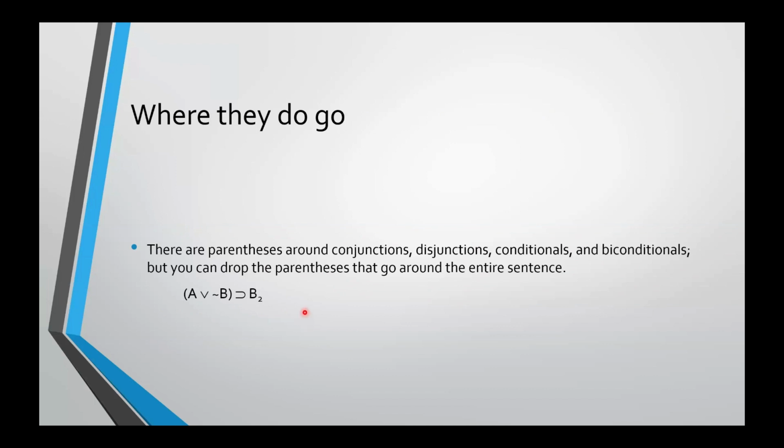Now, where they do go is they go around conjunctions, disjunctions, conditionals, and biconditionals. But officially there would be parentheses around the entire sentence if it's one of those types, and you can drop those outermost parentheses. And you should, because again, it's the same reason. If you've got a complicated sentence, you're going to have a hard enough time keeping track of which parentheses go with which. If you have an extra set around the entire sentence, you're just making life harder for yourself, and there's just no reason to do that.